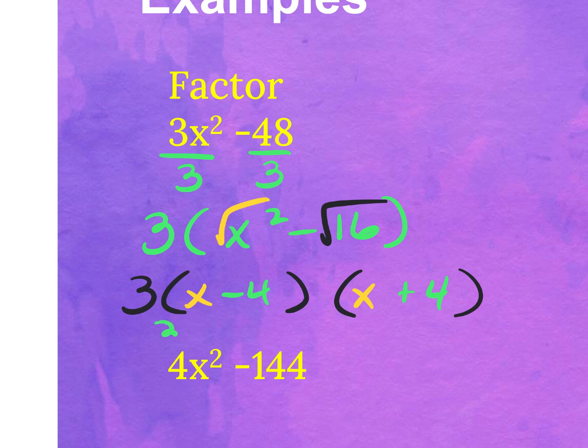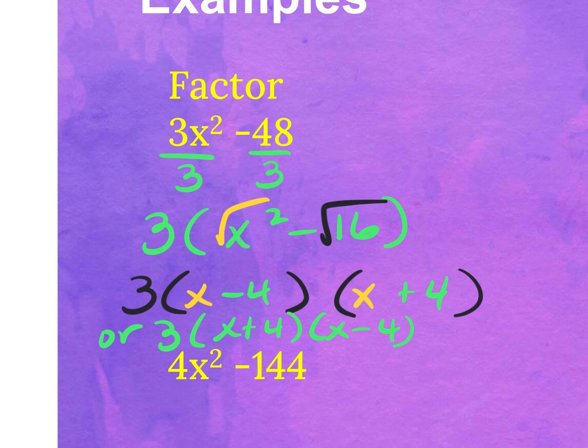If you would have put the 3 and then the x plus 4 first and the x minus 4 second, it doesn't matter. But you need to remember to include that GCF in the front. Because again, if you were to multiply these three things back, it will go back to the beginning.